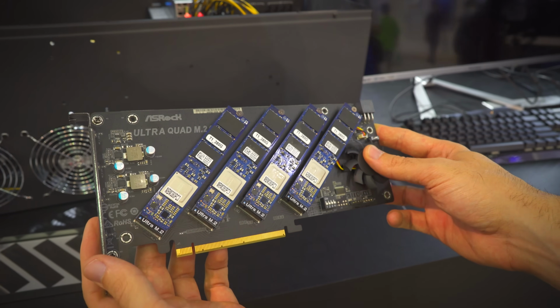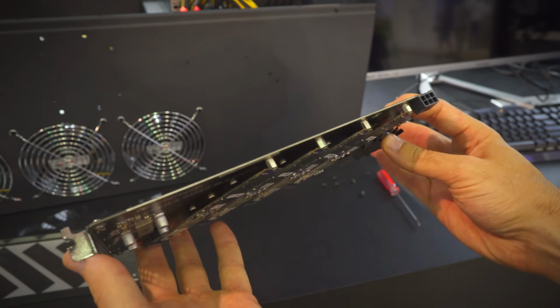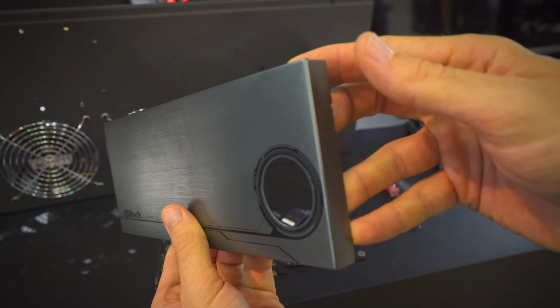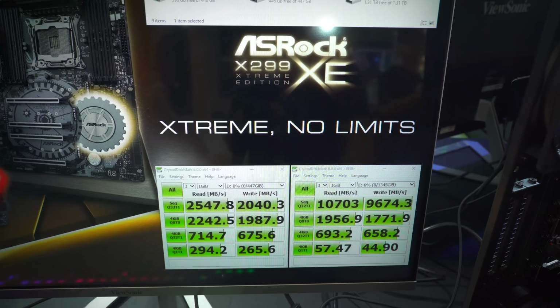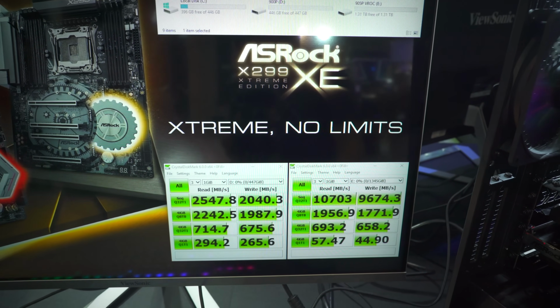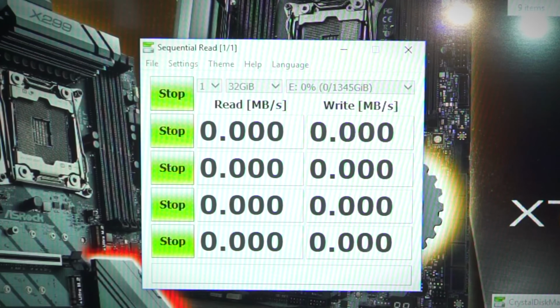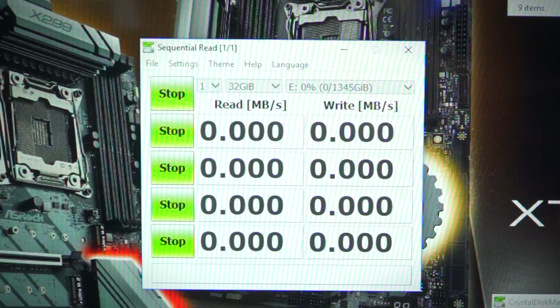Today I got to see something really cool that I've never seen before, and that is a key card that fits four NVMe M.2 slots, and they combine together in a RAID 0 to give you some blistering fast speeds. I was seeing 10,000 megabytes per second read and writes on both sides. The 4K random read and writes were absolutely insane too.